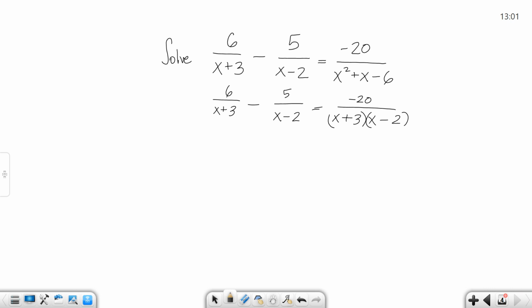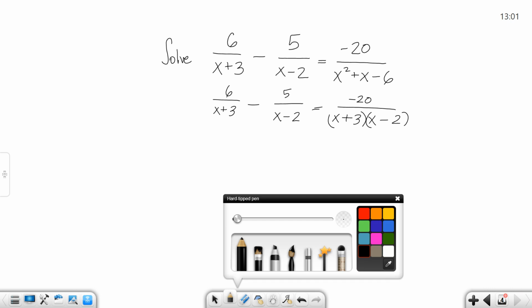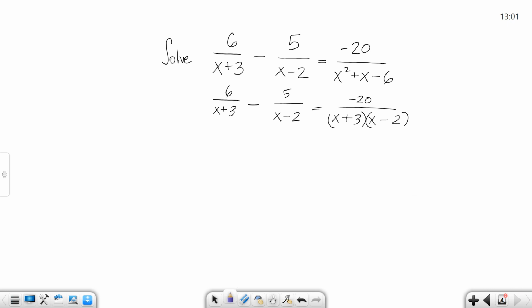I notice that it has x's in the bottom. So if it has x's in the bottom, variables in the bottom, what you have to do is your exclude list. My answer can't be something.